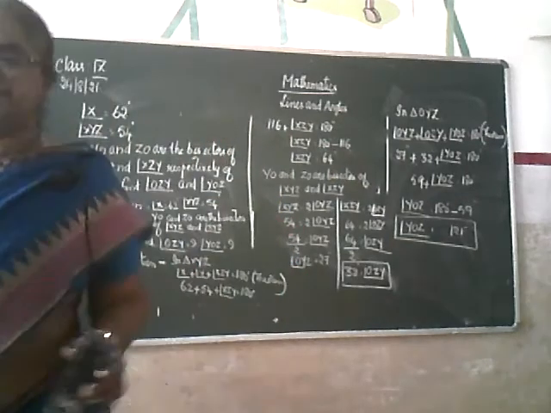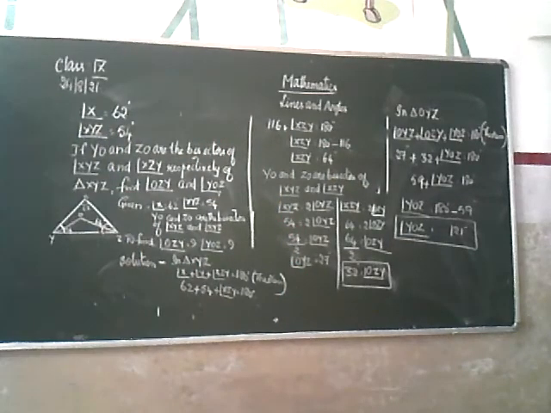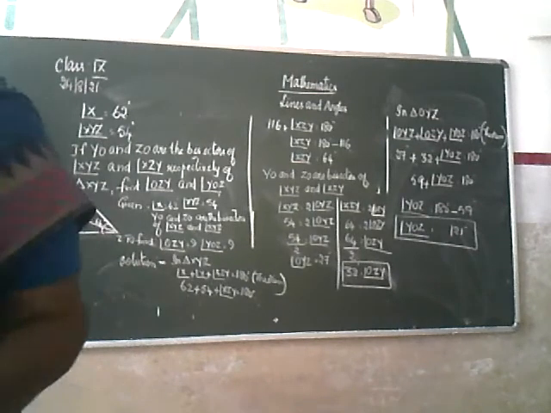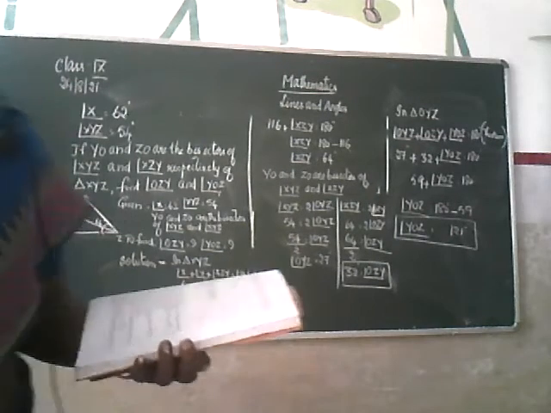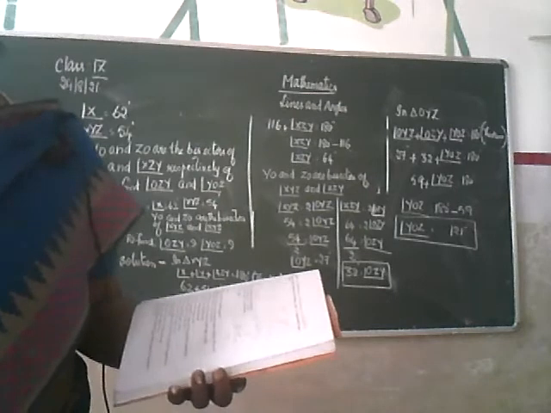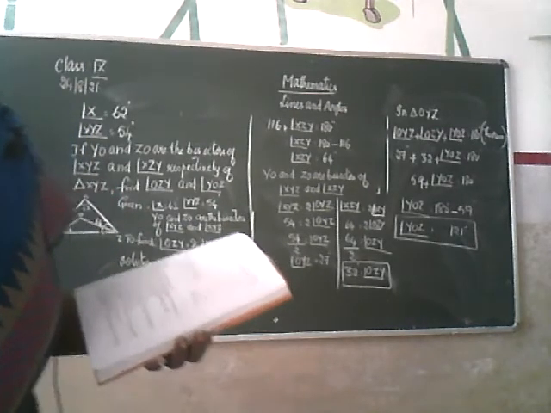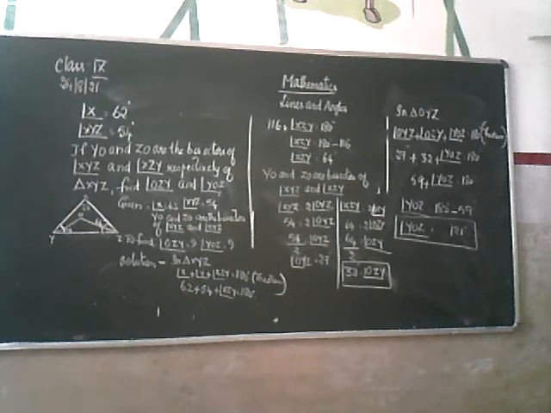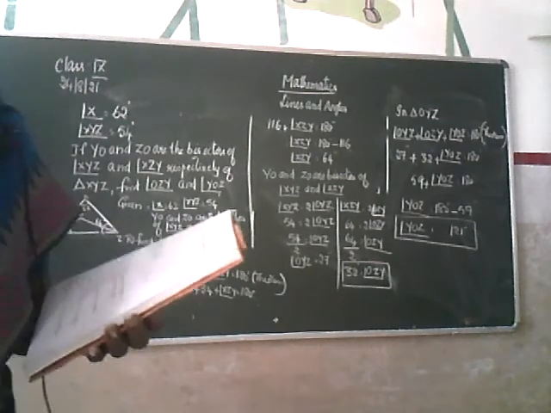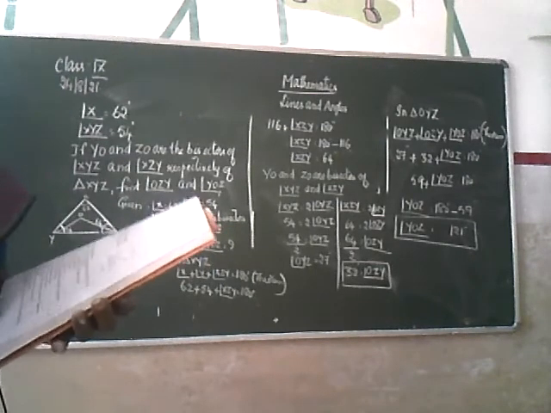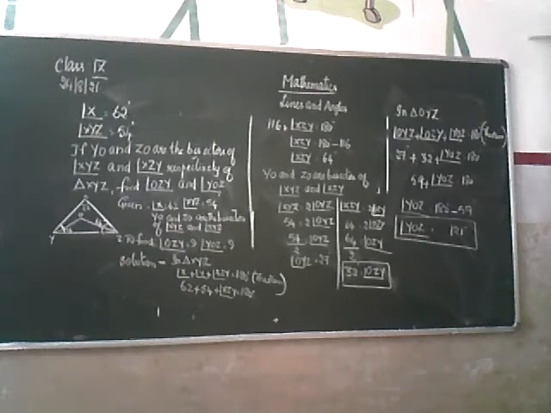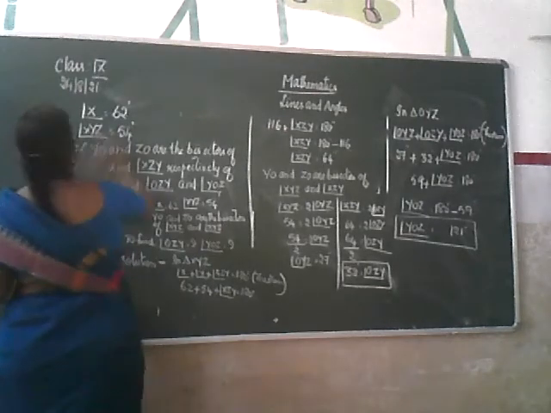So in the question he is asking both the angles. So here he is asking OZY and YOZ. OZY is 32 degrees and YOZ is 121 degrees. Okay, understood this? Yes. So let me move on to the next question.